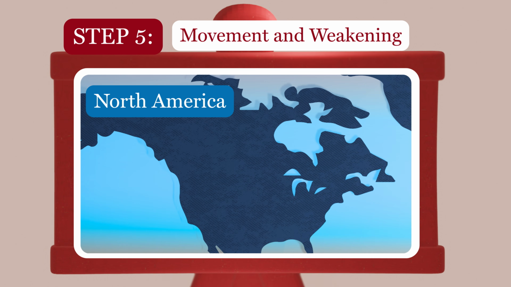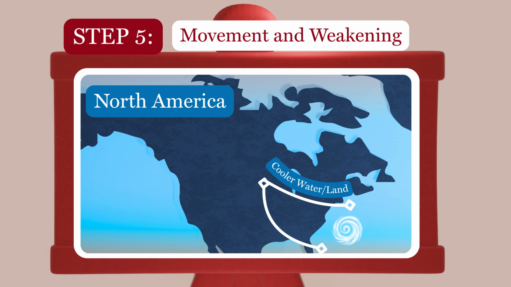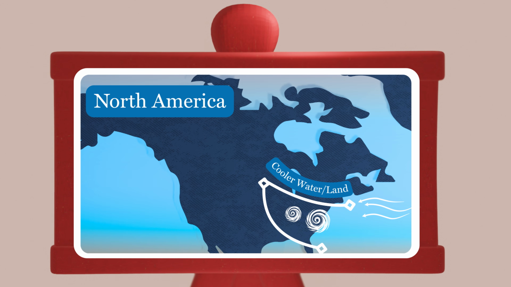Step 5 is movement and weakening. Tropical storms are carried by global wind belts and can travel hundreds of kilometers. But once they move over cooler water or land, they lose their energy and weaken because their main energy source, the warm ocean water, has been cut off.